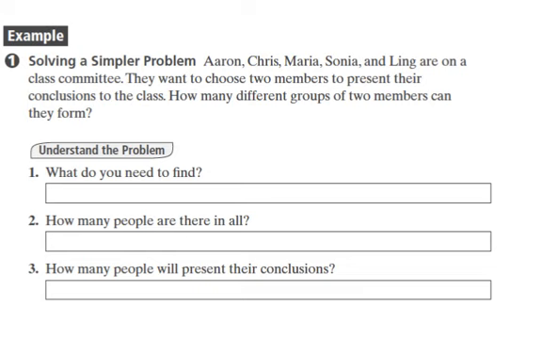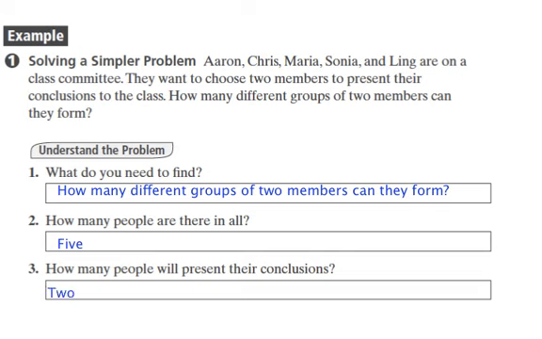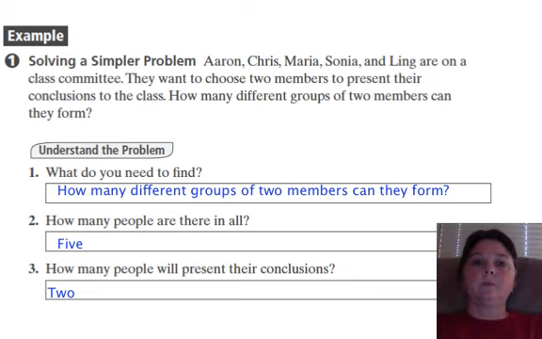What do you need to find? You need to find how many different groups of 2 members they can form. How many people are there in all? There are 5 people in all. How many people will present their conclusions? 2. Pause the video if you need more time to copy down the notes.